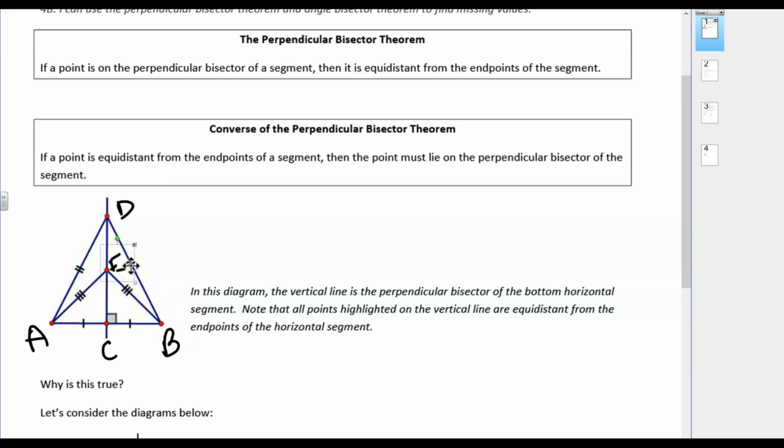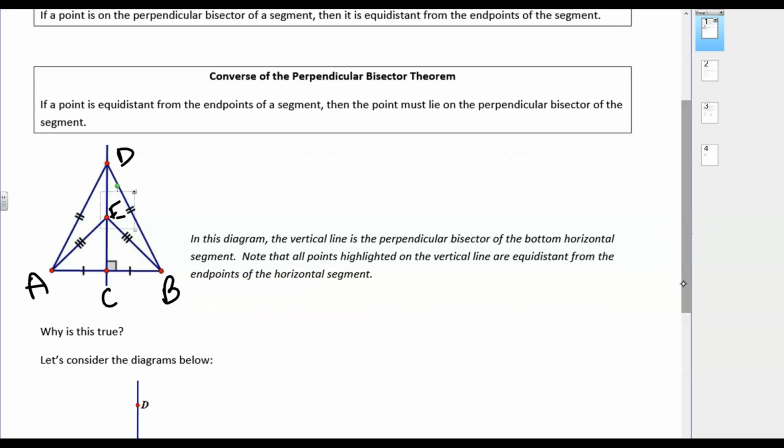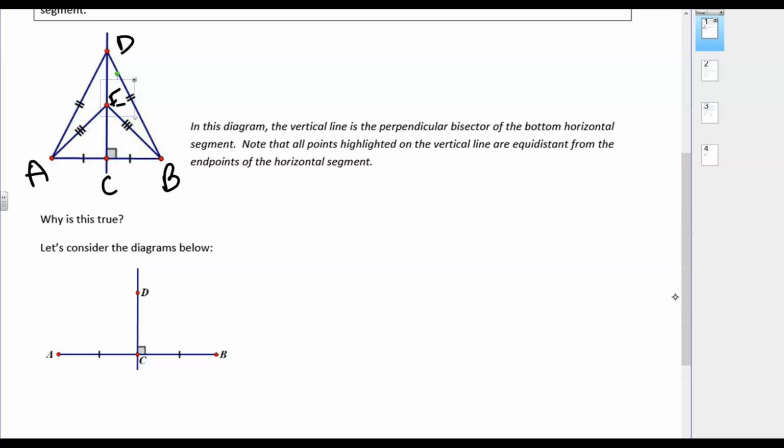The converse, on the other hand, says that if a point is equidistant from the endpoints of a segment, then it must lie on the perpendicular bisector of that segment. So if I were to say that AD and BD are congruent, then I know that D must lie on perpendicular bisector CE. So it's true both forwards and backwards.